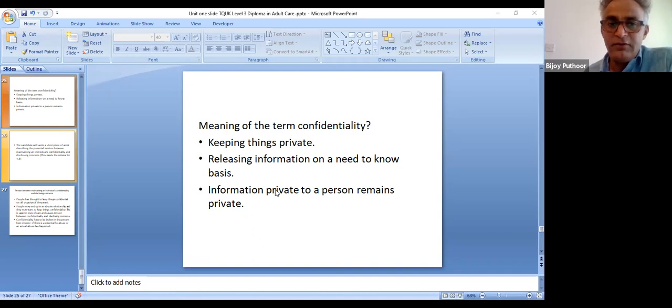So if the service user says, okay, give this information to the doctor because of this reason, you only give the information that you are expected to give for the right reasons, and you should not be giving more information than is required. Information private to the person remains private. So if there is information that is private to the person, you do not go and discuss that with your colleagues or your friends and families, etc. The information private to the person remains private as well.